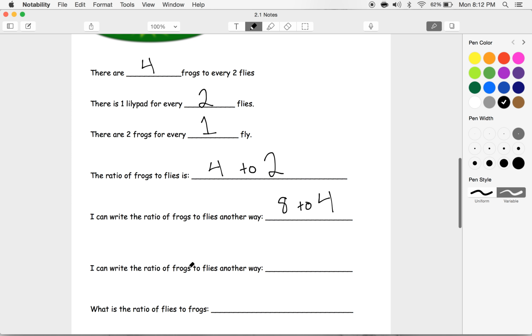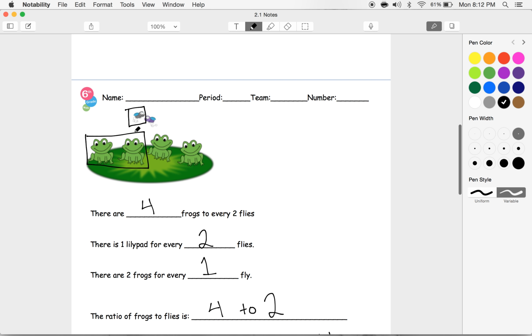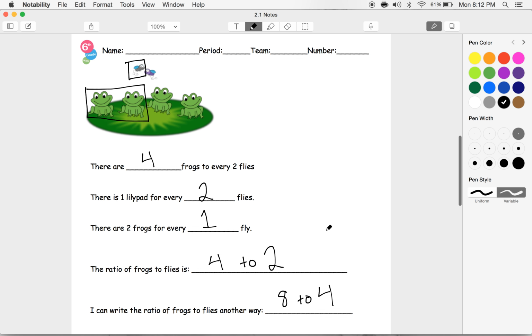Oh, and now they're asking me to write it even another way. I can write the ratio of frogs to flies another way. Well, the first time I scaled up, maybe this time I'm going to scale down. I'll take my 4 and divide it by 2, which gives me 2. I can take my 2 and divide it by 2, which gives me 1. Which makes sense. If I look at 2 frogs, there's only 1 fly that goes with them.